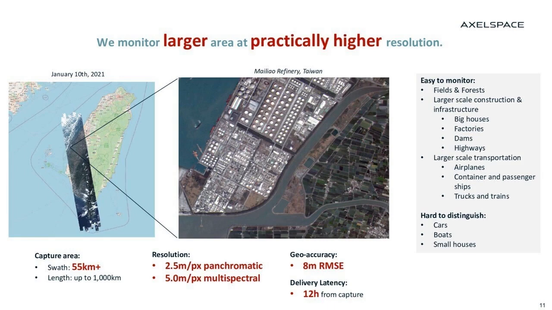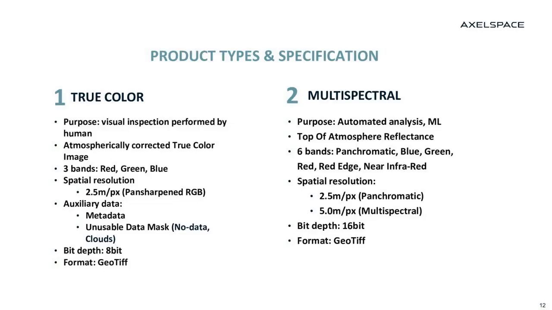On the next slide, I talk a bit more about the two products which we are providing to our partners and customers. We provide two major products as an offering. One is true color imagery, and the other one is multispectral imagery. True color imagery comes with three bands, red, green, and blue, and it comes with a native resolution of 2.5 meter pan-sharpened RGB.